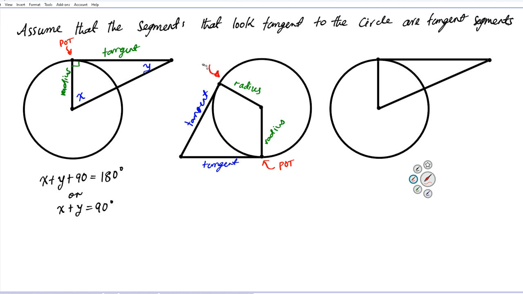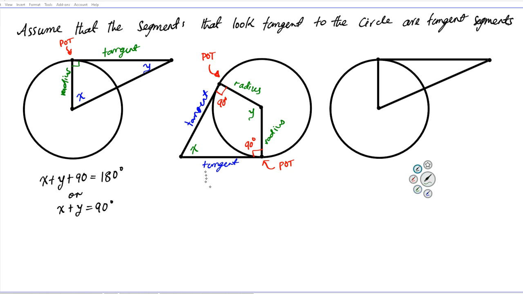So the angle between the radius and the tangent line at the point of tangency is always 90 degrees. So this is 90 also, and this is 90 degrees also. Okay, so let's mark these two angles over here, x and y. So what's the relationship between these two angles? Well, we have a quadrilateral here, and we know what the sum of the angles in a quadrilateral is. It's basically composed of the sum of two triangles, which is 360 degrees.